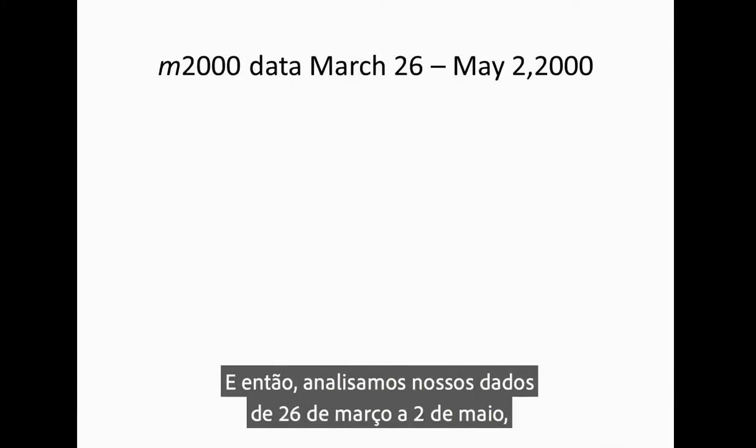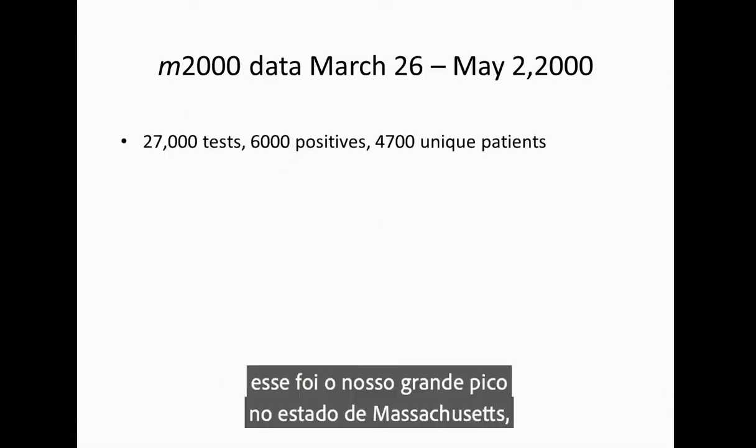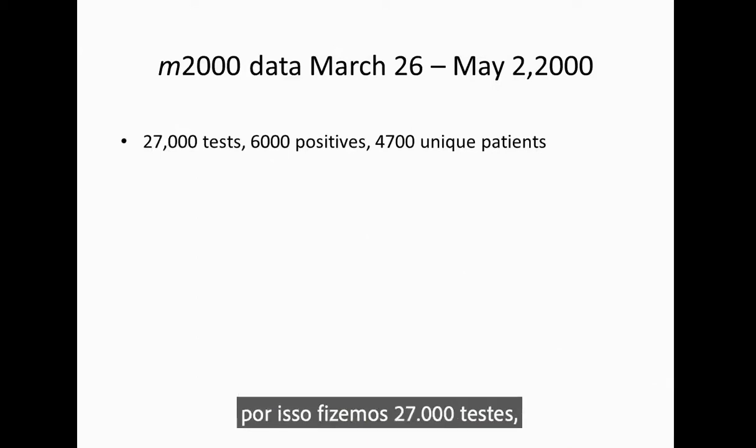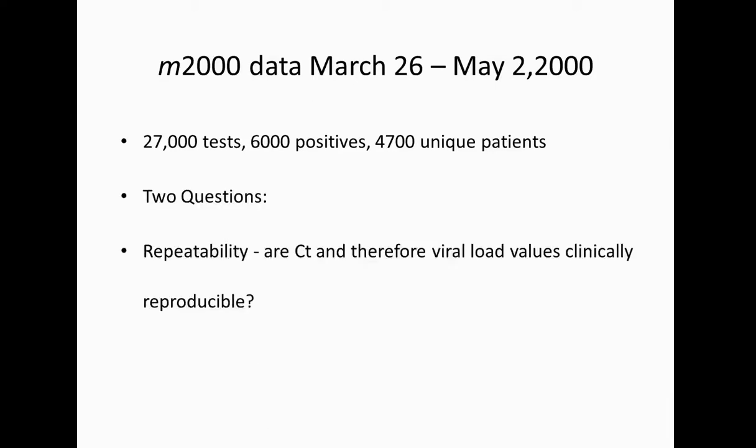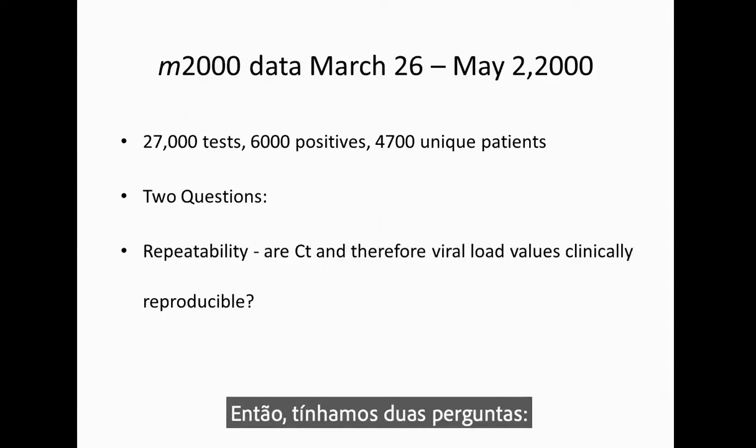And so then we looked at our data from March 26th to May 2nd. And that was our big surge in the state of Massachusetts. So we did 27,000 tests. We had 6,000 positives, 4,700 unique patients. And so we had 2 questions.